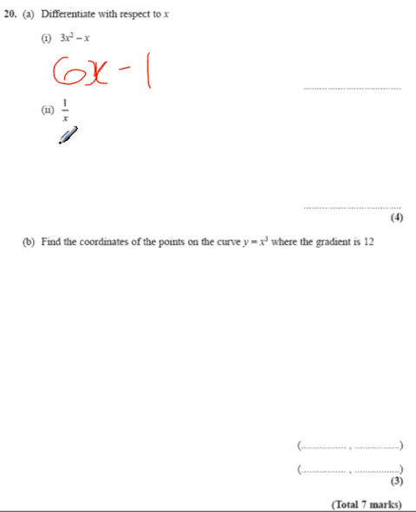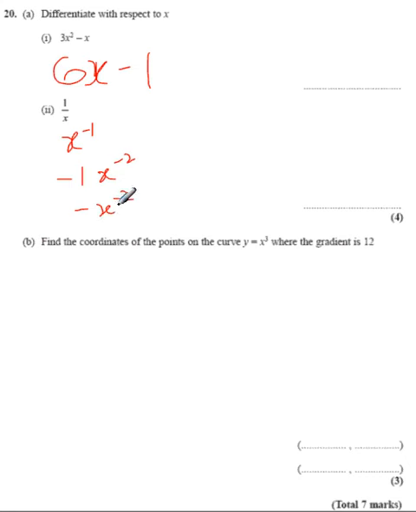1 over x, slightly more tricky. 1 over x you have to think of as a power of x. 1 over x is x to the minus 1. So under normal differentiation rules, the power goes to the front, and the power itself goes down by 1. So we get minus 1x to the minus 2. You can't really say minus 1x to the minus 2. The 1 times anything you don't really write. So you could legitimately write it as minus x to the minus 2.